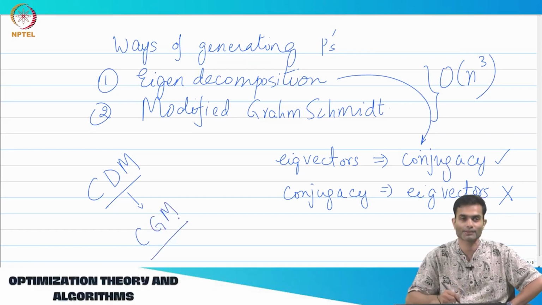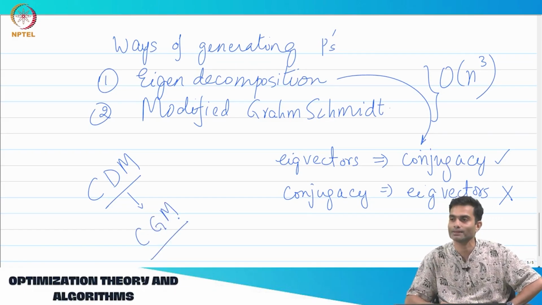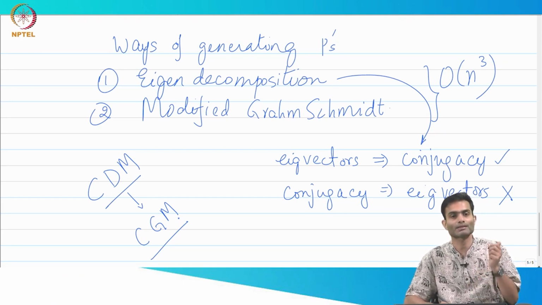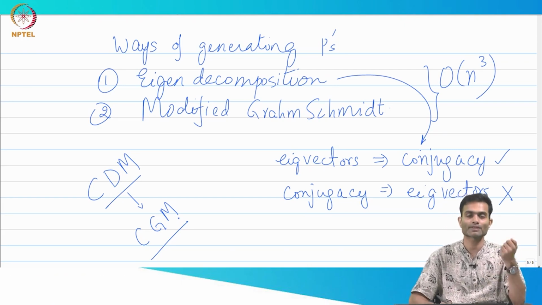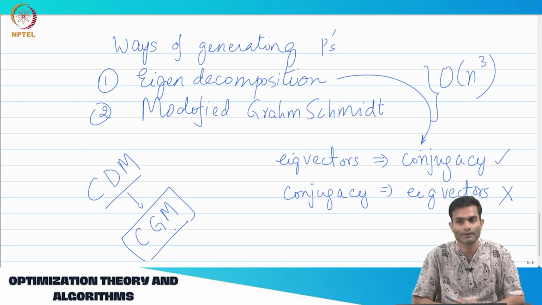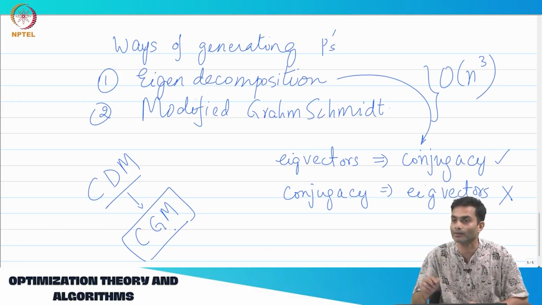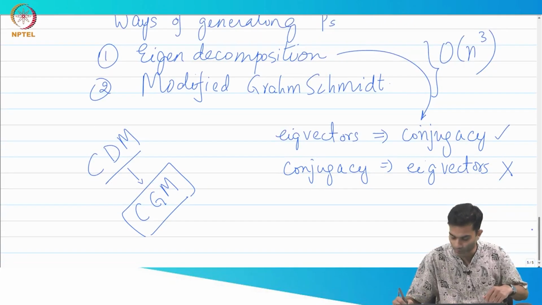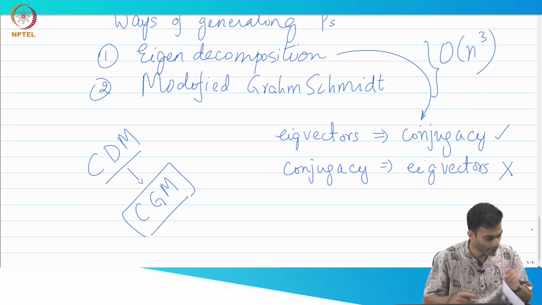The modification or specialization that happens in going from CDM to CGM is a much more efficient way of generating the conjugate vectors, and that is what gave rise to the conjugate gradient method, CGM, which does not entail an order n cube operation to get the P's. Okay, but that's more like a trailer of what is to come.